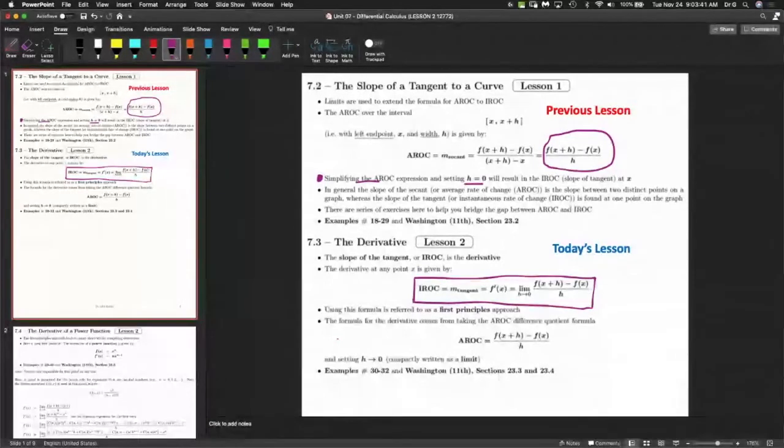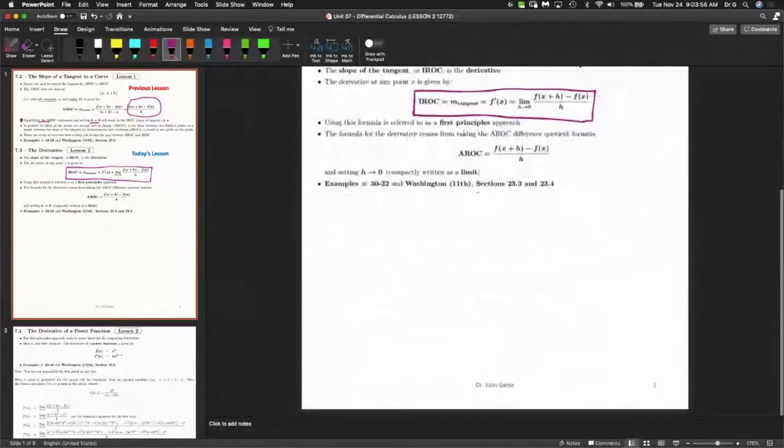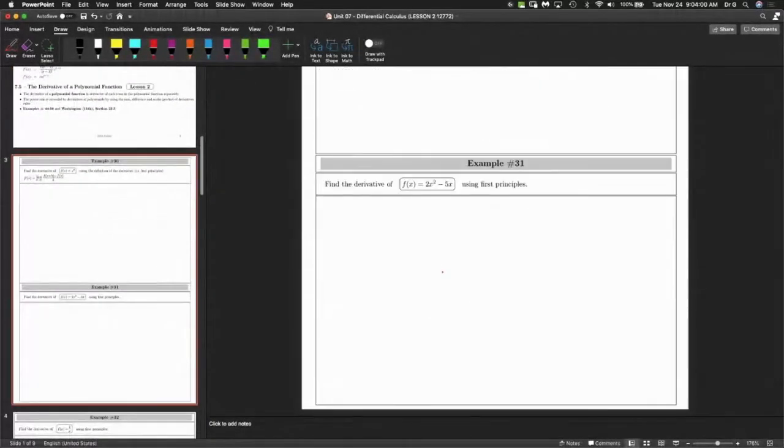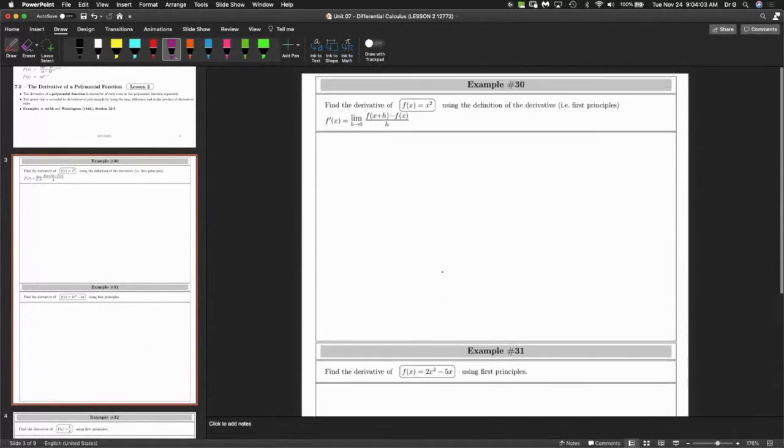So I'd like to now talk about how you would use this formula to do an example that really is very similar to what we did last time. So let's take a look at example 30. I am going to go really, really slow with these questions because it's important that we go through these in a very calm way, because they are a little bit scary for people the first time they see it.